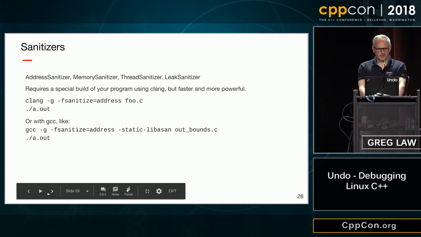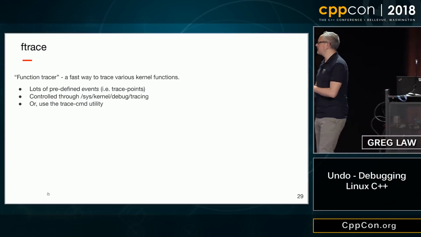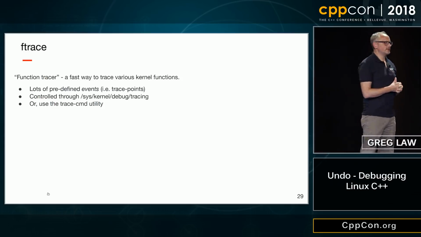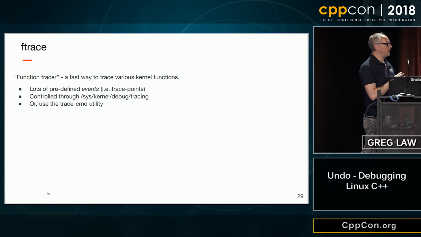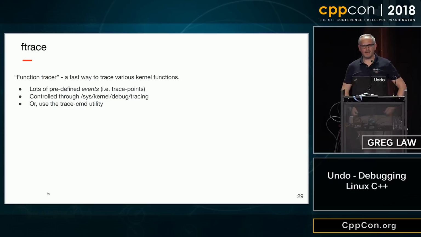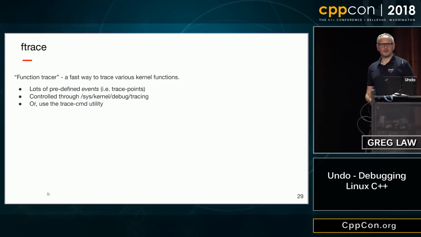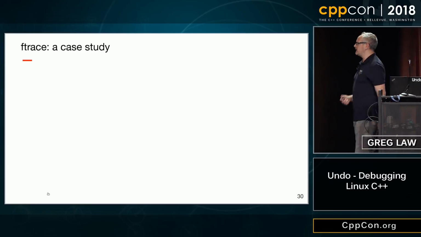So I want to go quickly, because I'm going to run out of time. But so quickly on to Ftrace, which is a different thing. So it's a function tracer. It's one of those part profiler, part debugger tools. And I'm going to talk through a little case study that we did at Undo just a little while ago.